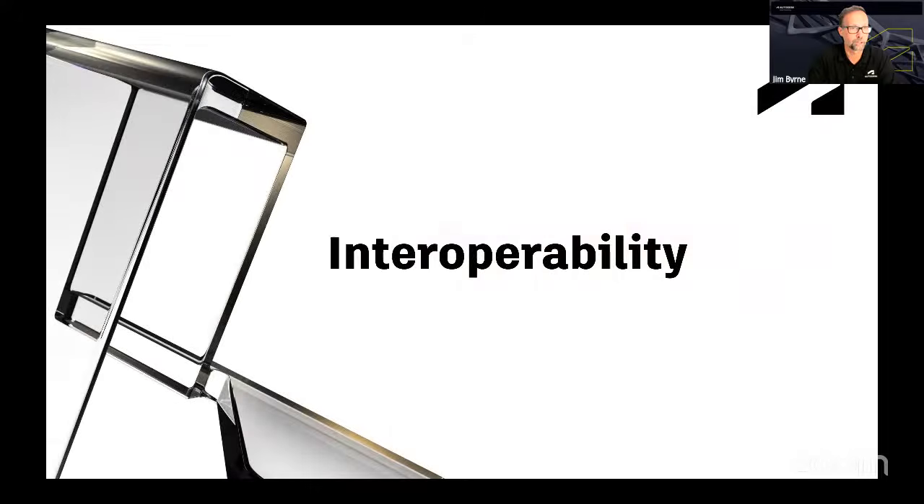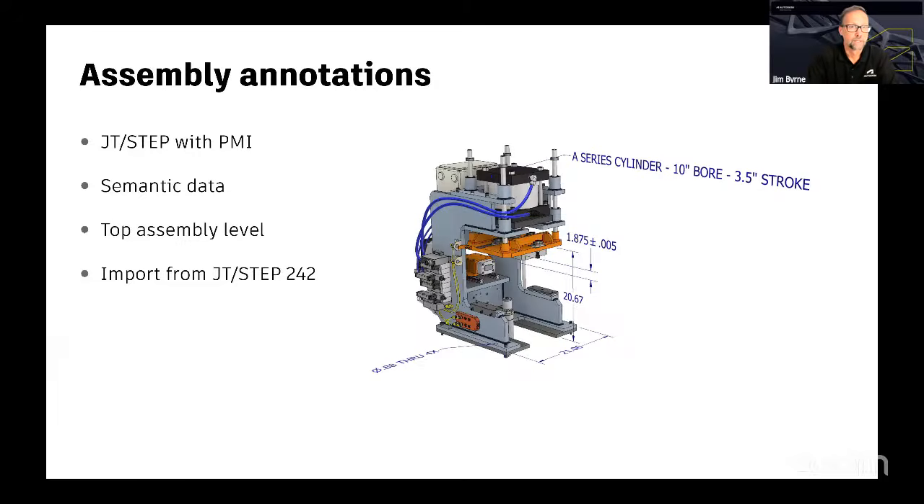Okay, so on to interoperability. This is my last bucket besides 2026.1 that we'll talk about later. So before we talk about Revit, now in Inventor 2026, assembly annotations are supported for JT and STEP. And then there's also support for the import of assembly annotations from JT or STEP version 242. Just remember that when you export an assembly, the annotations are exported from the top level of the assembly and not the child components that are inside.